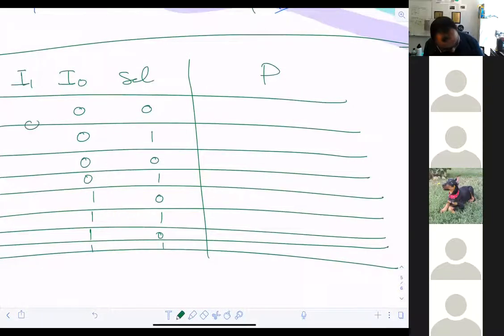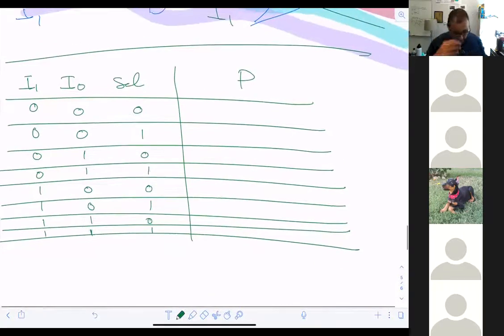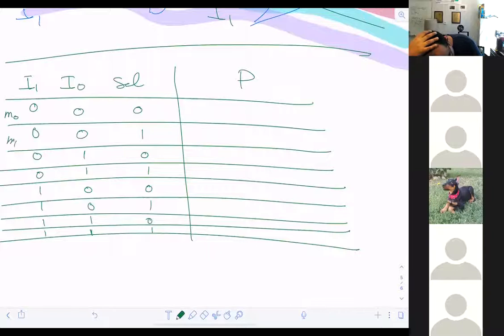1, 2, 3, 4. Oh, I'm sorry, I made a mistake. 1, 2, 3, 4. I know what I did. Anyway, 1, 1, 0, 0, 1, 1. Right? This is M0, this is M1, this is M2, this is M3, this is M4, this is M5, this is M6, this is M7.